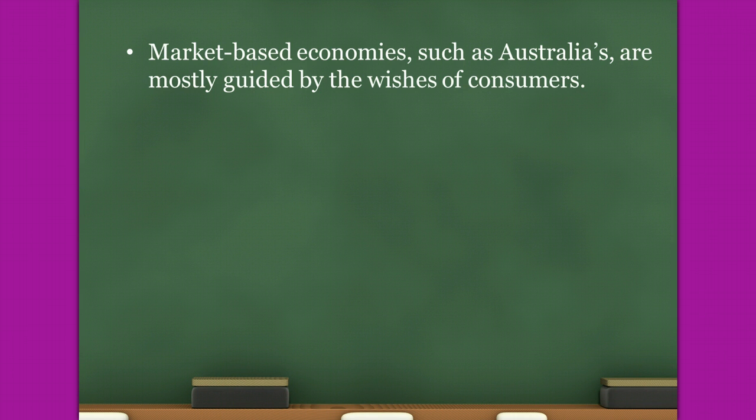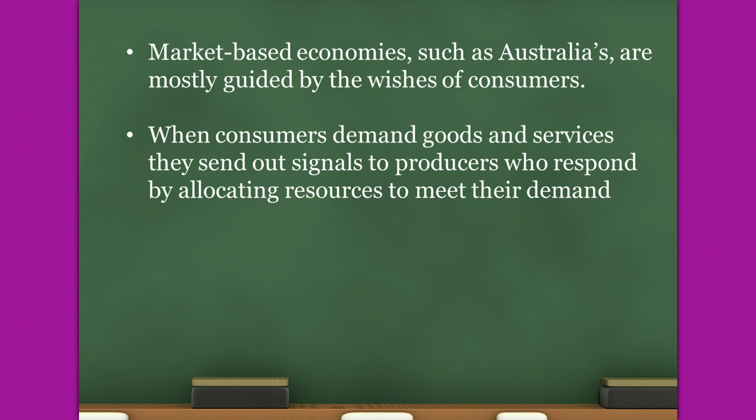So market-based economies like we have in Australia are mostly guided by the wishes of consumers. We know what that is. We looked at consumer sovereignty last year. This is what we're talking about. When consumers demand goods and services, they send out signals to producers who respond by allocating resources to meet their demand. So what they're saying is consumers will buy a product in the marketplace. They are telling the producers, yes, not only are we willing to purchase this product, but we are willing to pay that particular price. Producers can then sit down and go, well, okay, this is the price I expect to receive, therefore they can work out their profitability.